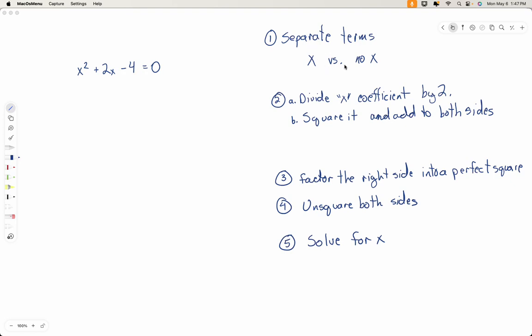So we will separate the terms, the x terms on this side and the non-x terms on this side. So this is step 1. We're going to add 4 to both sides.